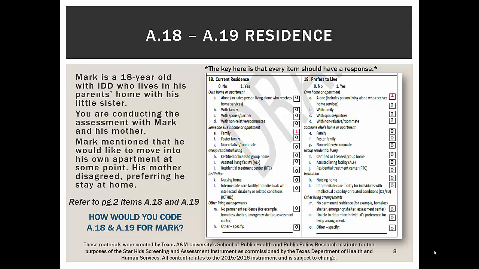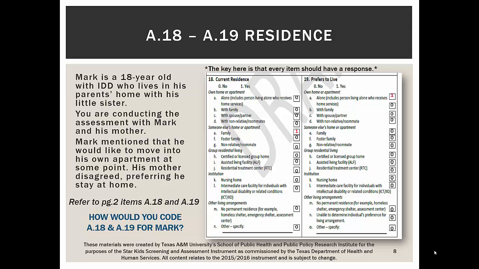Okay, so for question A18, we would code A18E with 1. Mark lives with his family in his parents' home. We code it this way because Mark is 18 at the time of the assessment. If he were a minor or less than 18, we would code A18B as 1. A minor living in his own home with his family.